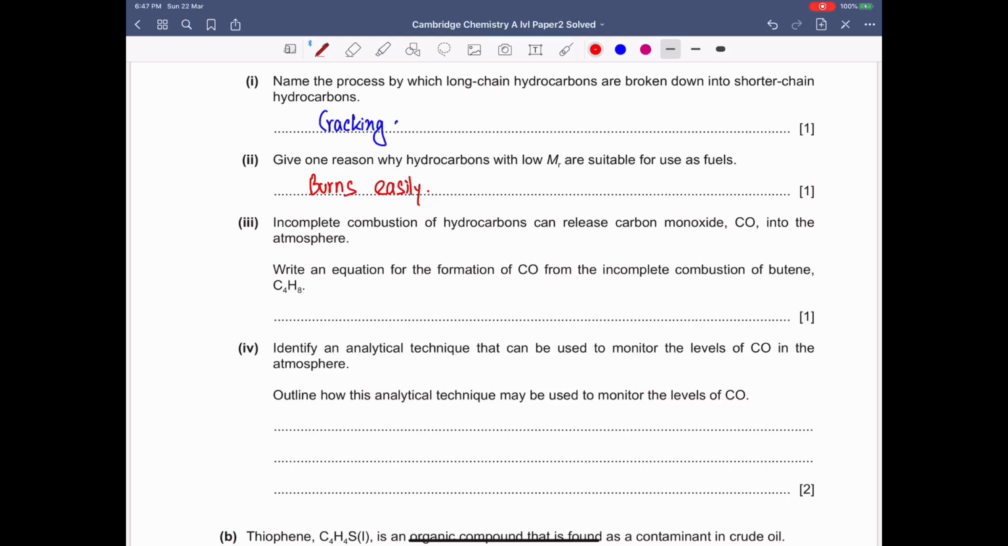Write an equation for the formation of carbon monoxide from the incomplete combustion of butene, C4H8. Incomplete combustion would produce carbon monoxide along with water. So 4 carbon monoxide and 4 H2O. The number of oxygen atoms is 8 on the right hand side, so 4O2.